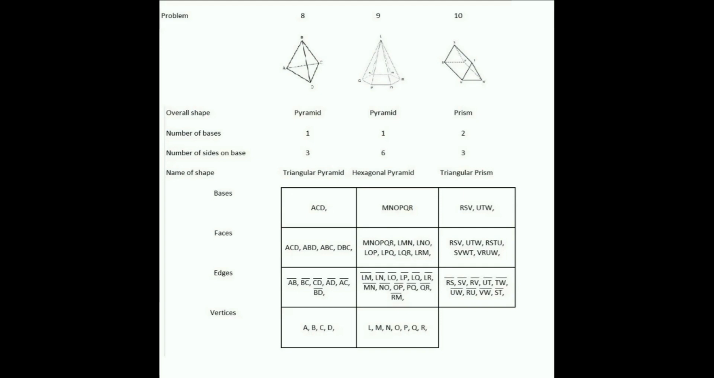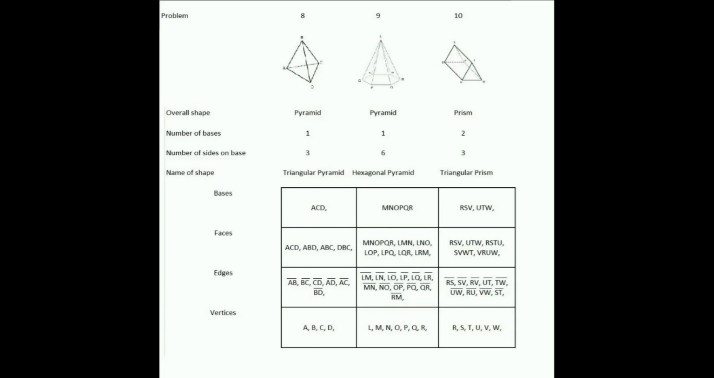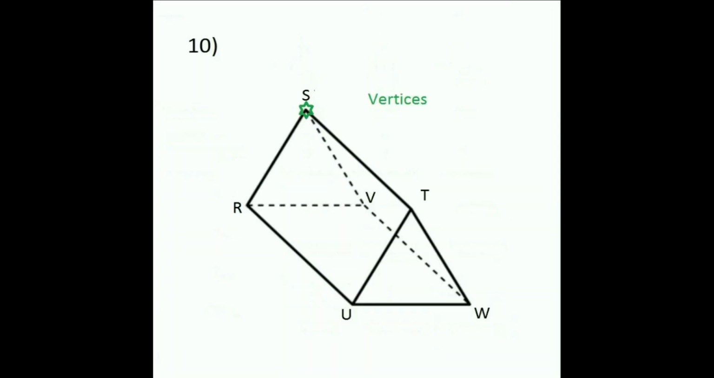And here's our edges. Here's all our line segments here. We have, in no particular order, line segment RS, line segment RV, line segment VS, edge ST, edge VW, edge RU, line segment UW, line segment UT, line segment TW. All right, and now let's look at our vertices. We have vertex S, vertex R, vertex V, vertex U, vertex T, and vertex W.